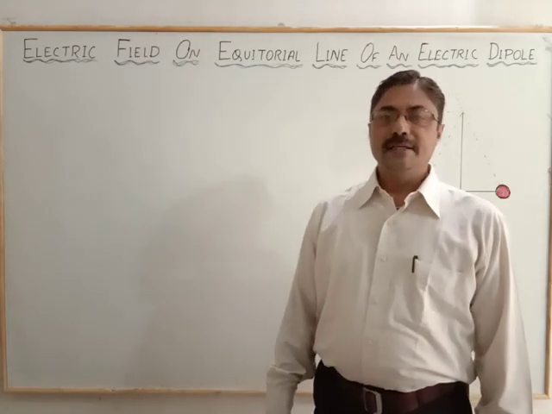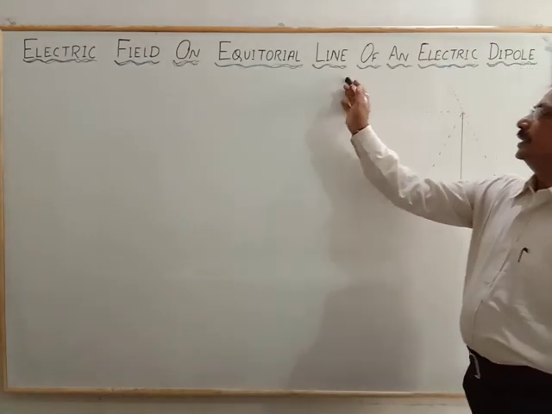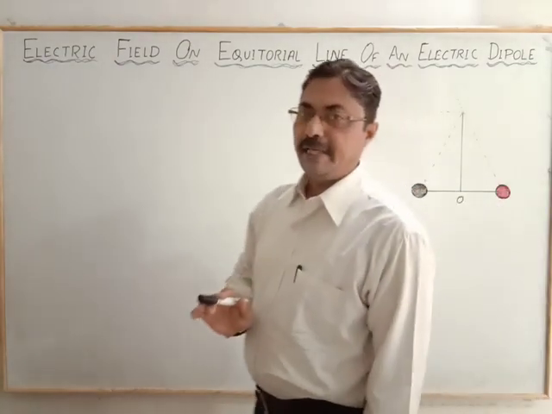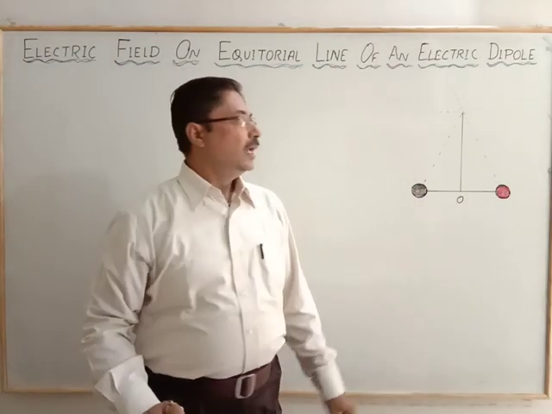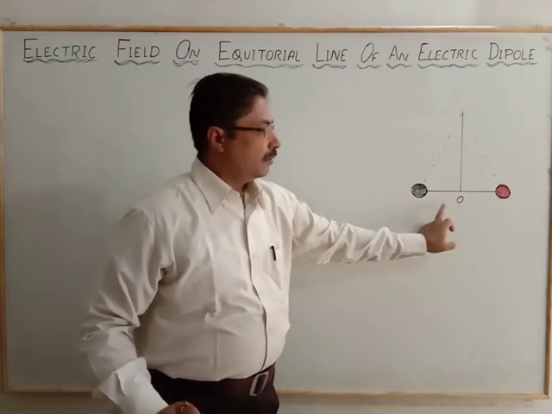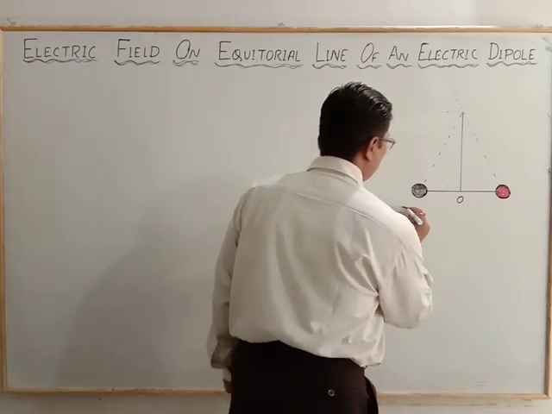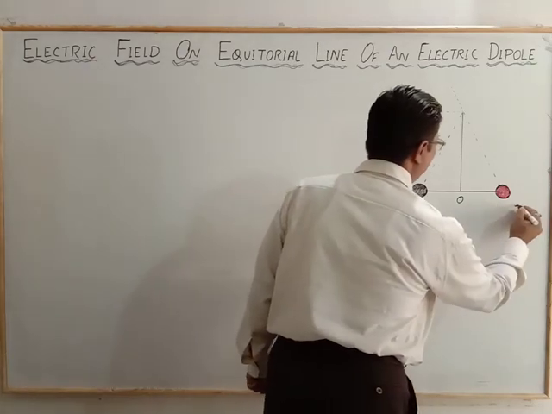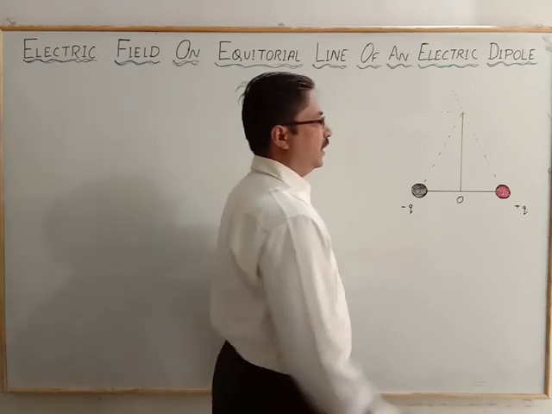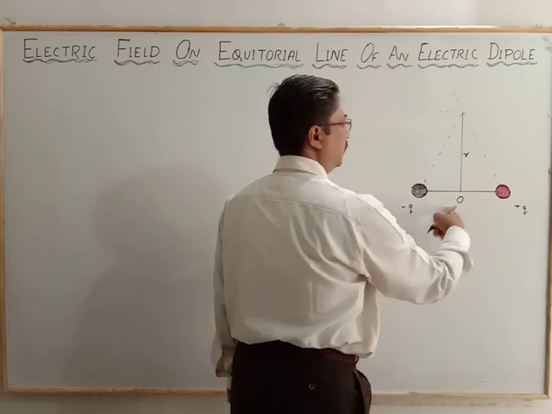Today we will study the electric field on the equatorial line of an electric dipole. That means we will obtain the expression for the electric field at the equatorial line. Here we have taken the dipole of charge minus q and plus q, and we will calculate the electric field at a distance r from the center of the dipole.